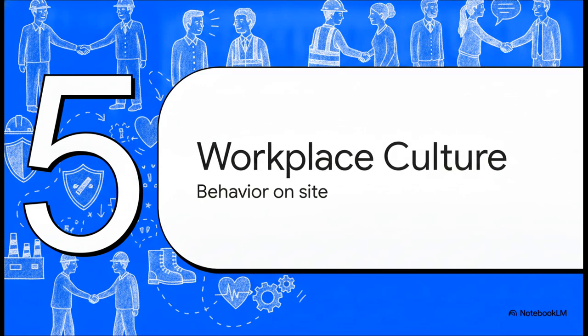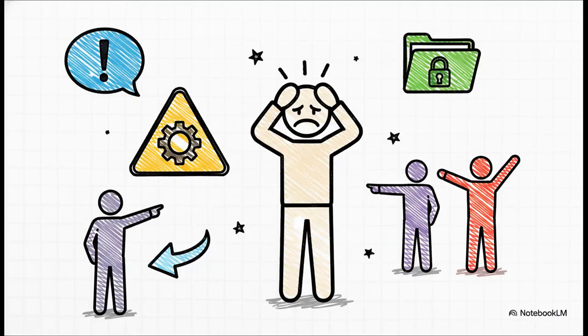All right, our final section, Section 5, Workplace Culture and Bullying. This shifts our focus to the human element. Workplace bullying directly degrades both industrial productivity and physical safety. I mean, a distracted, stressed worker is a dangerous worker, right?